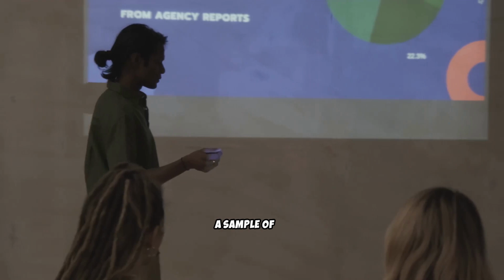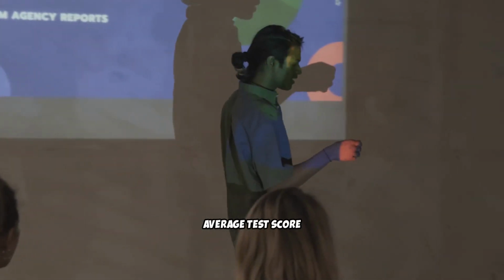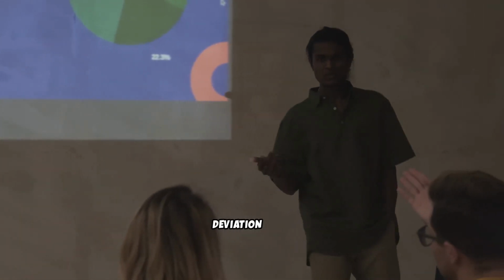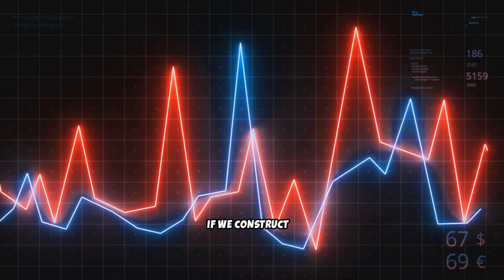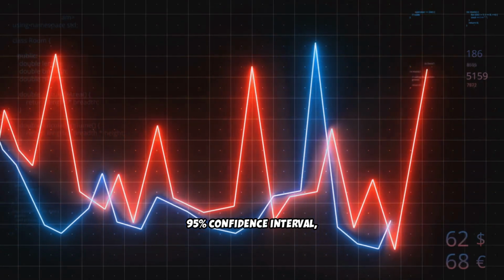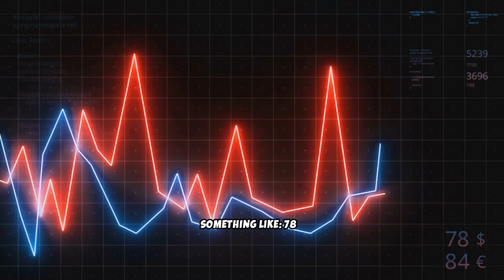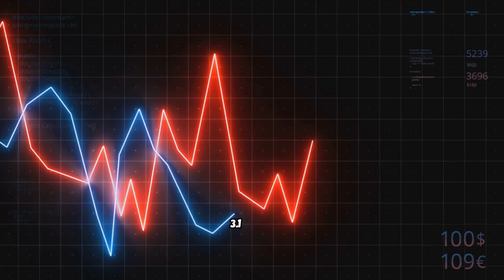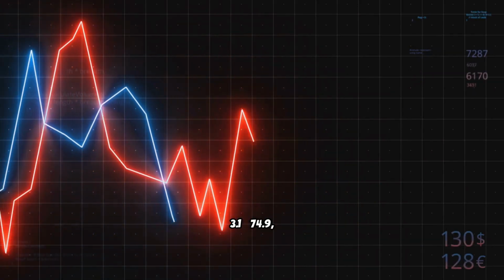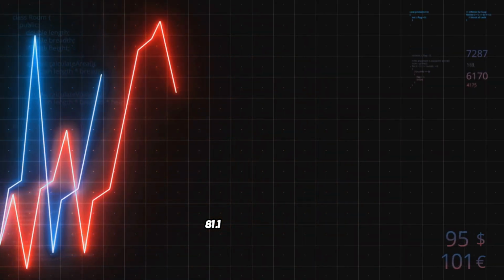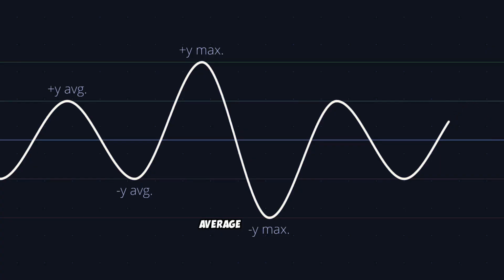Suppose we take a sample of 40 students and find an average test score of 78, with a standard deviation of 10. If we construct a 95% confidence interval, we might get something like 78 ± 3.1, which gives 74.9, 81.1. This means we estimate the true average score of all students to be between 74.9 and 81.1.